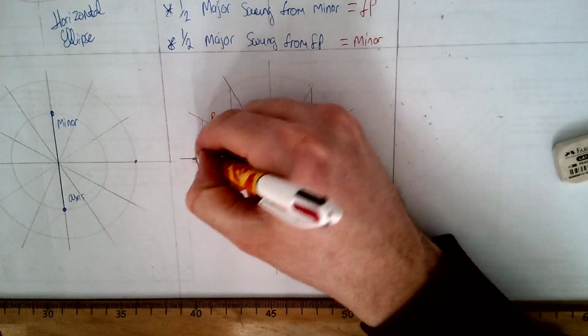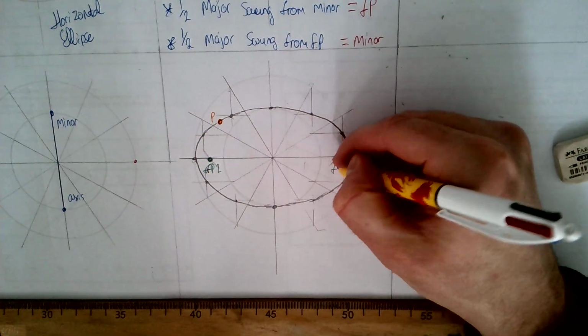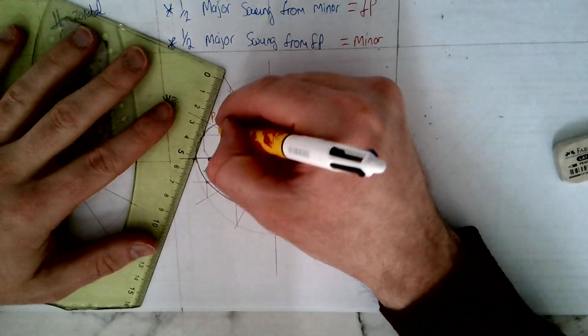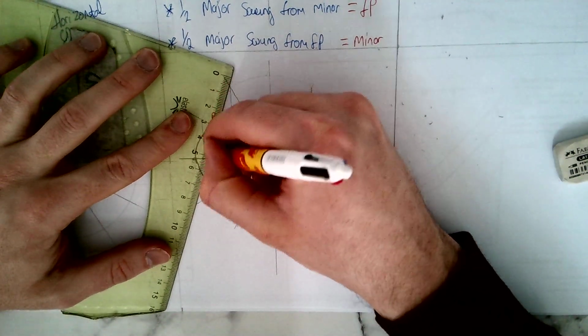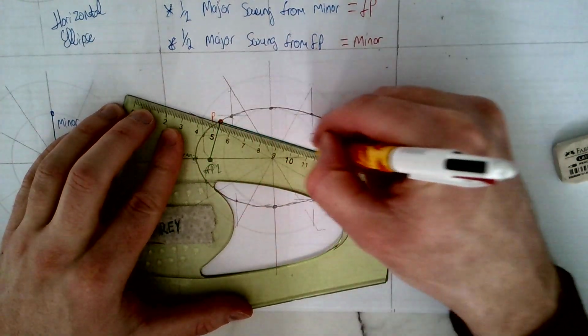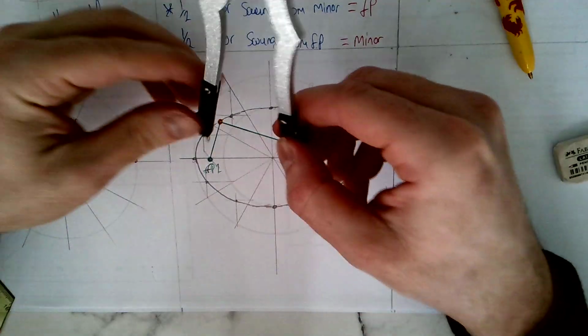FP1 and FP2. Okay, what we're going to do then is connect both the focal points to point P on the ellipse, just like that, and just like that. We'll bisect that angle.